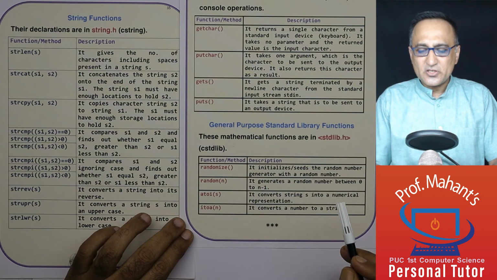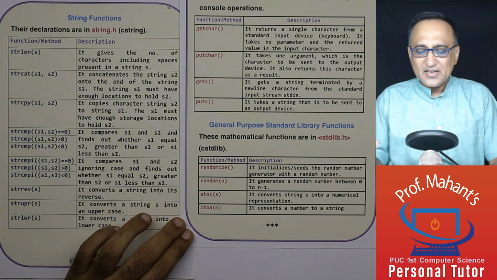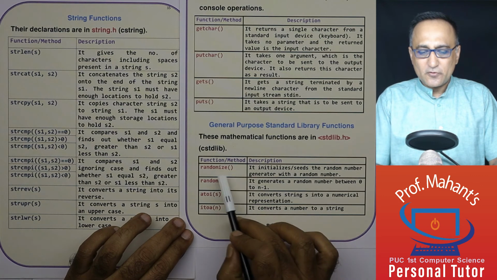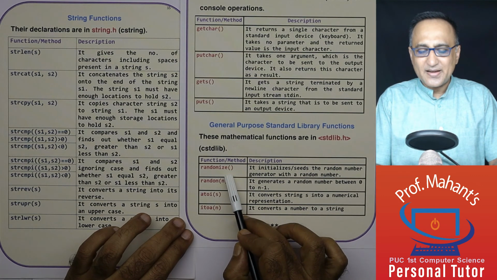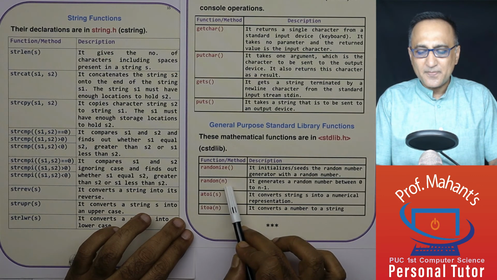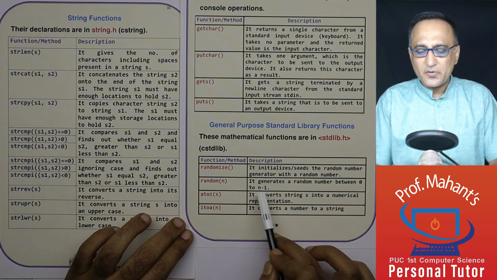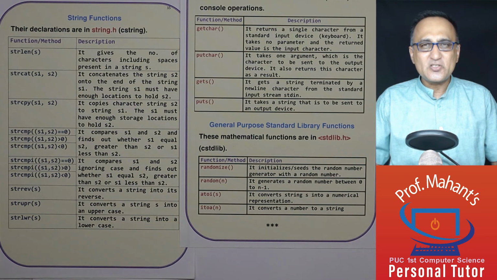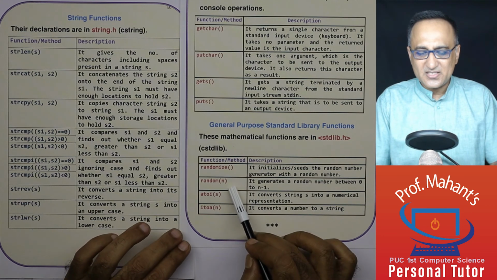Randomizer. Suppose you want to generate random numbers. So first you will need to call a function called randomize, and when you say random n, it will generate a random number between 0 and n minus 1. This random function is useful in probability and statistics.